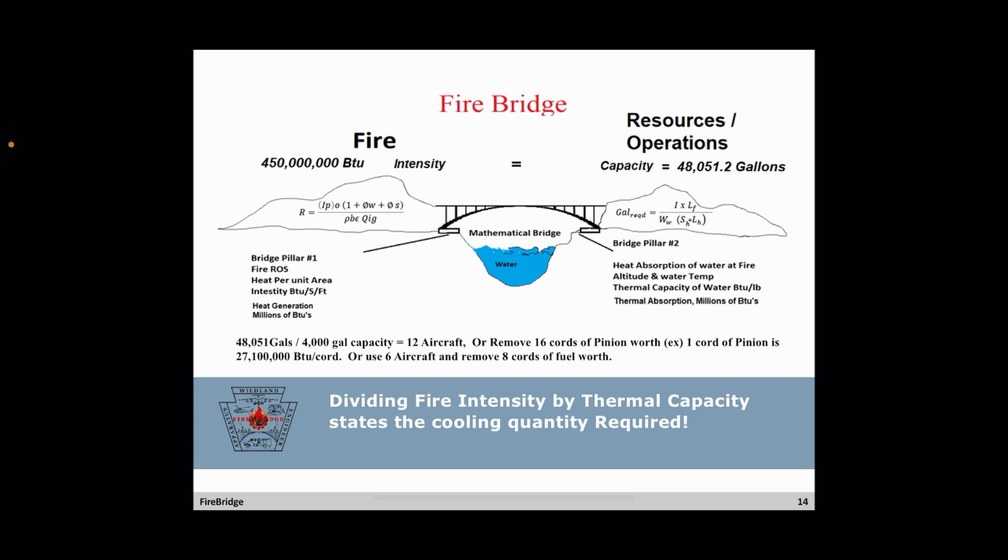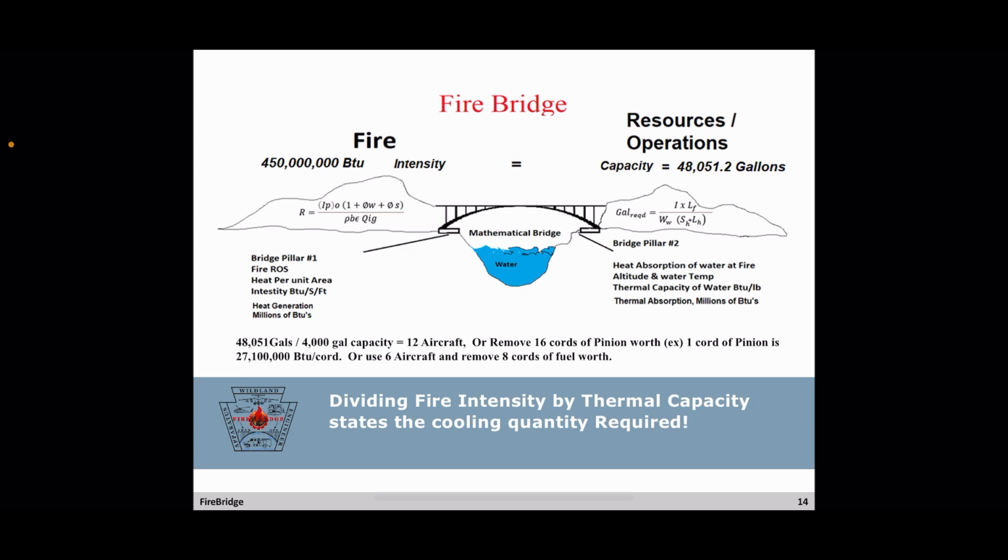So let's say on the other thing, like down here, if you do this with a 4,000 gallon capacity aircraft, you need 12 aircraft, or remove 16 cords of pinion if you're in that fuel type. So as an example, 1 cord of pinion is 27,100,000 BTU per cord, or you can use 6 aircraft and remove 8 cords of fuel work. So you can break this up however it is conducive for your resource availability as well. But know that BTU in fuel is a direct equivalent to cooling by water.